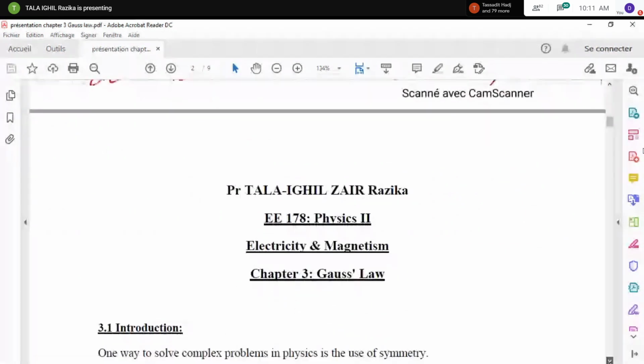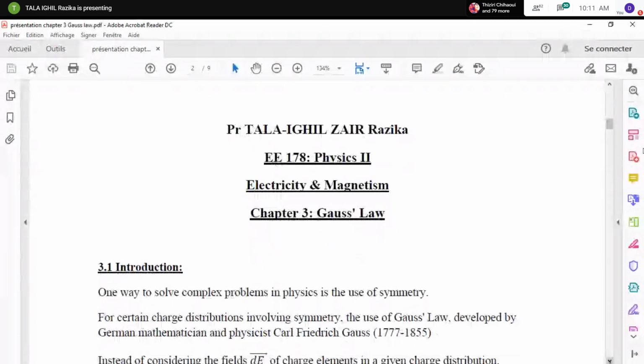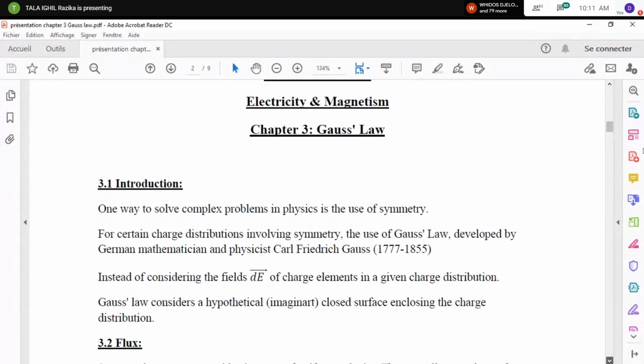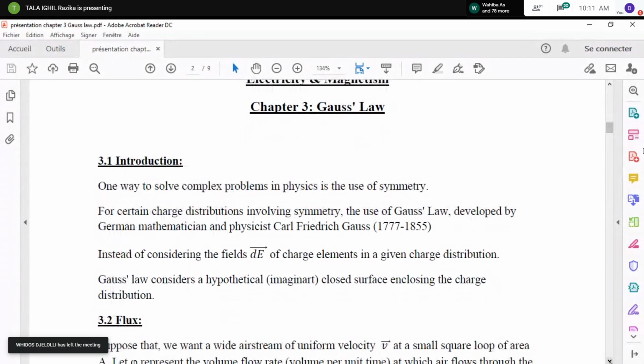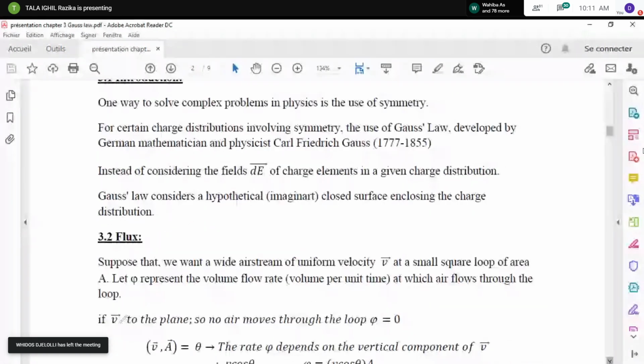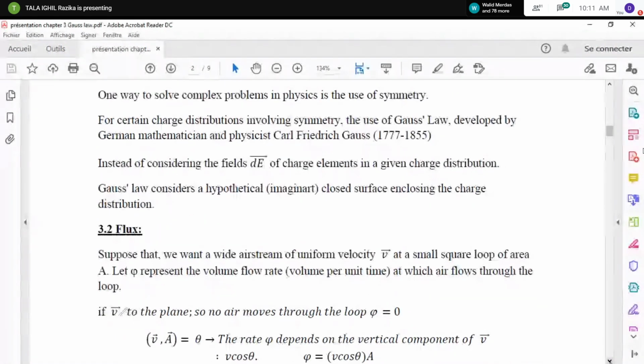Now I will explain to you the codes. You have the PDF document. So let us explain. As we said, Gauss proposed to consider an imaginary closed surface that encloses the charge distribution.